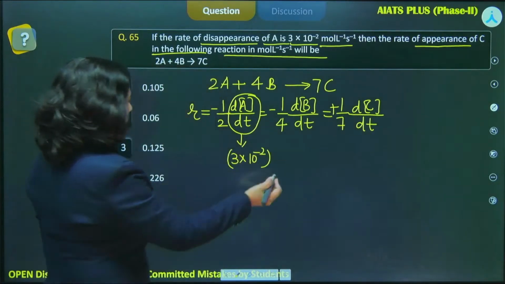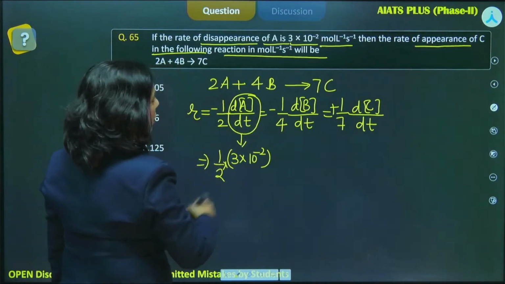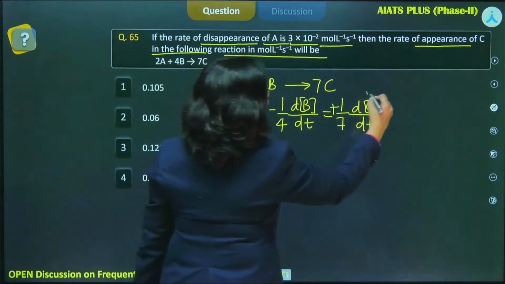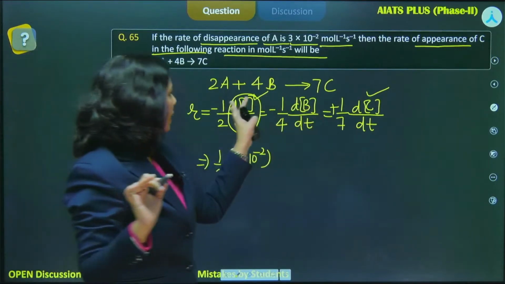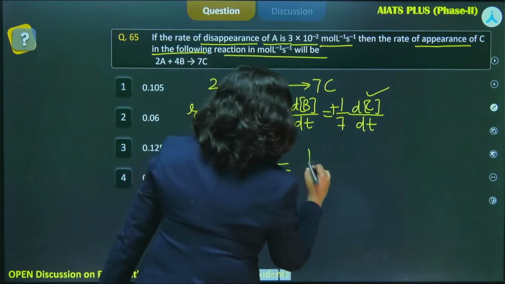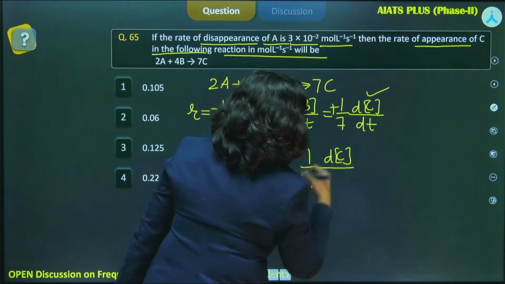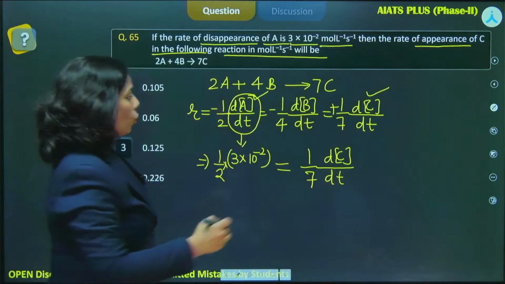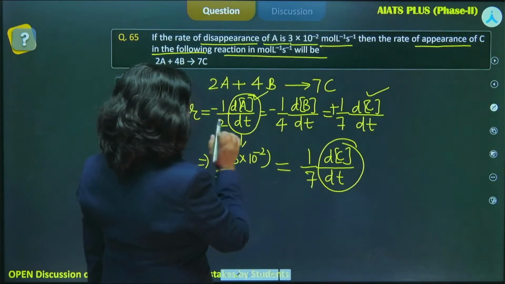Right? Now, 1 by 2 is the stoichiometric coefficient that we have mentioned here, and you need to compare it with rate of appearance of C. So only these two terms need to be compared. I'm not going to take B anymore from here onwards. I'll be considering A and C only, okay? So this is equal to 1 by 7 rate of increase in concentration of C with respect to time, right? You want to find out this value. So what I need to do? I have to just send this 7 to that side, okay?